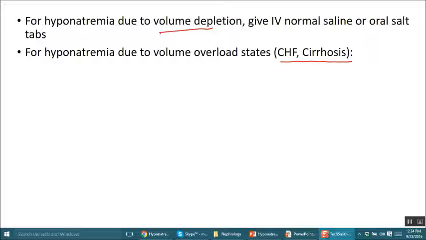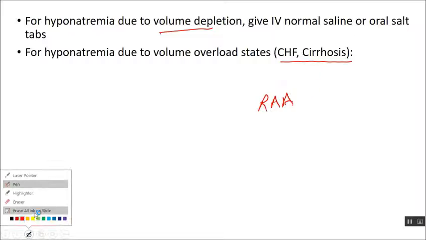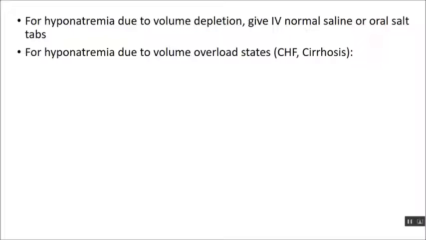Also known as the RAA system. So in those patients, obviously treat the underlying condition by diuresing them. We give them diuresis. You also put them on a salt-restricted diet. You also put them on a fluid-restricted diet, and that by itself should help correct hyponatremia. So salt and fluid restriction, diuresis, again, these are your cornerstone of treatment for hyponatremia in CHF and cirrhotic patients.